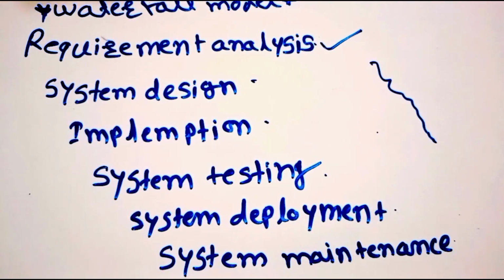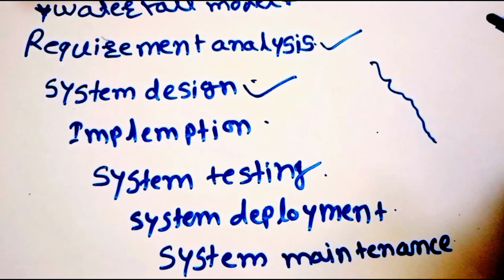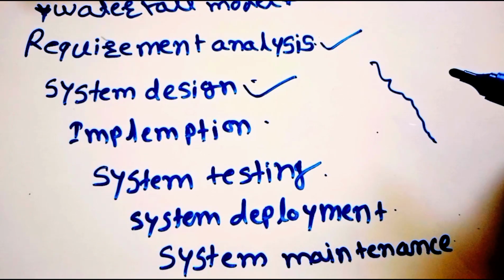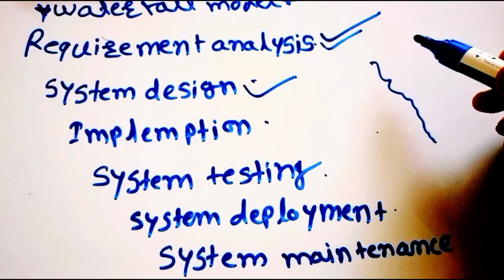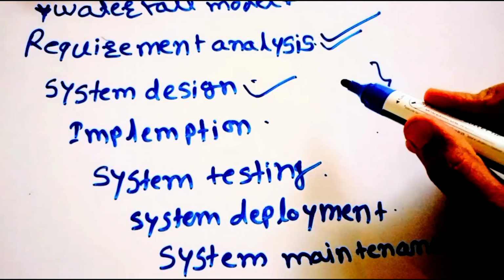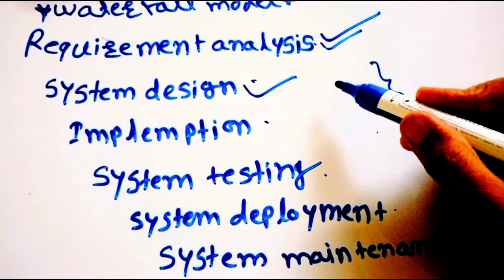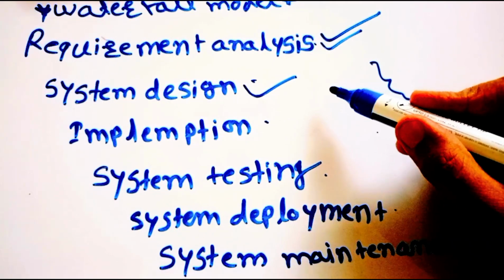Then the second is system design. The name tells it itself: in this phase we create a blueprint for the system based on the gathered requirements. It includes architectural design, data flow diagrams, and many more things.